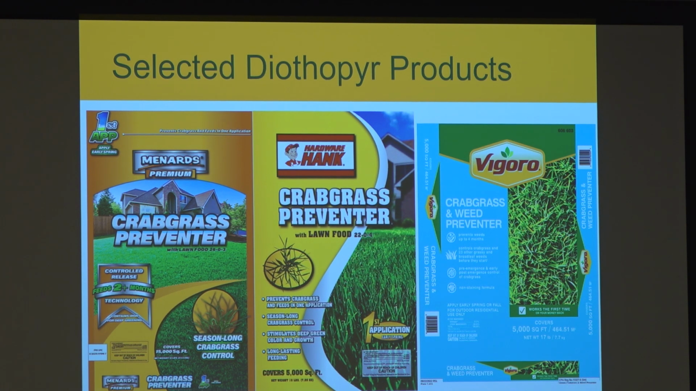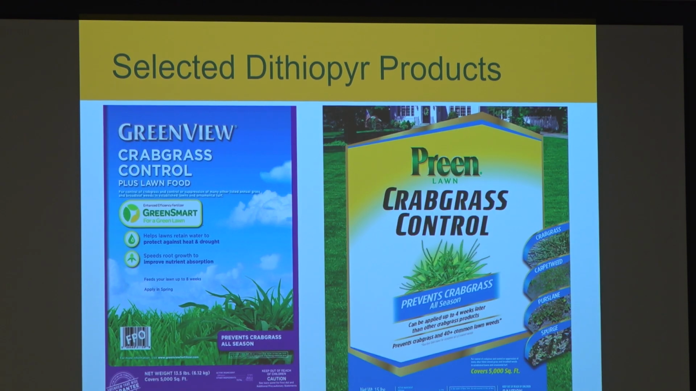But these are 3 that are sold in North Dakota. I checked the North Dakota Department of Agriculture website. Department of Ag registers pesticides, and this gives us a list of the pesticides, and in this case, herbicides that have been labeled and are approved for North Dakota. Here are a couple other products: Greenview Crabgrass Control and Preen Lawn Crabgrass Control. So be careful with Preen. There's so many different Preen products on the market. You got to read that label to know what you're getting.